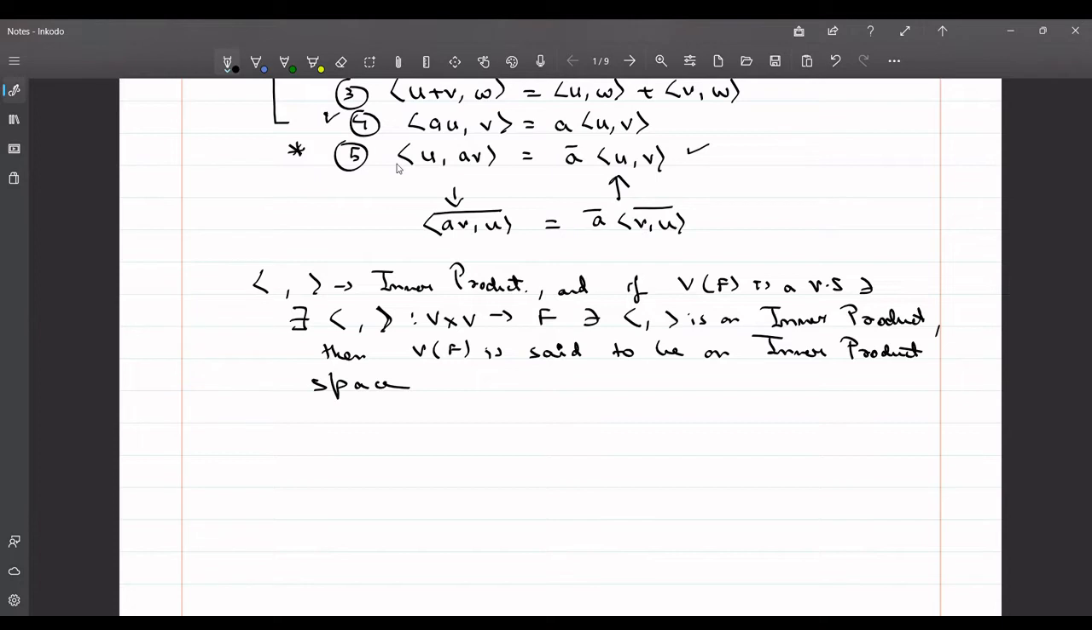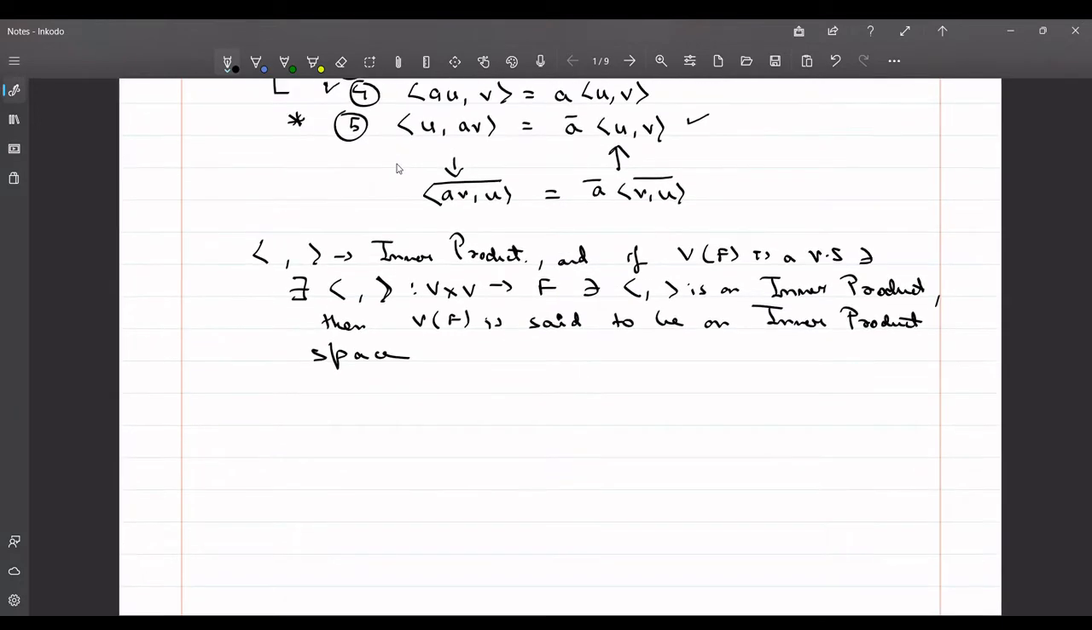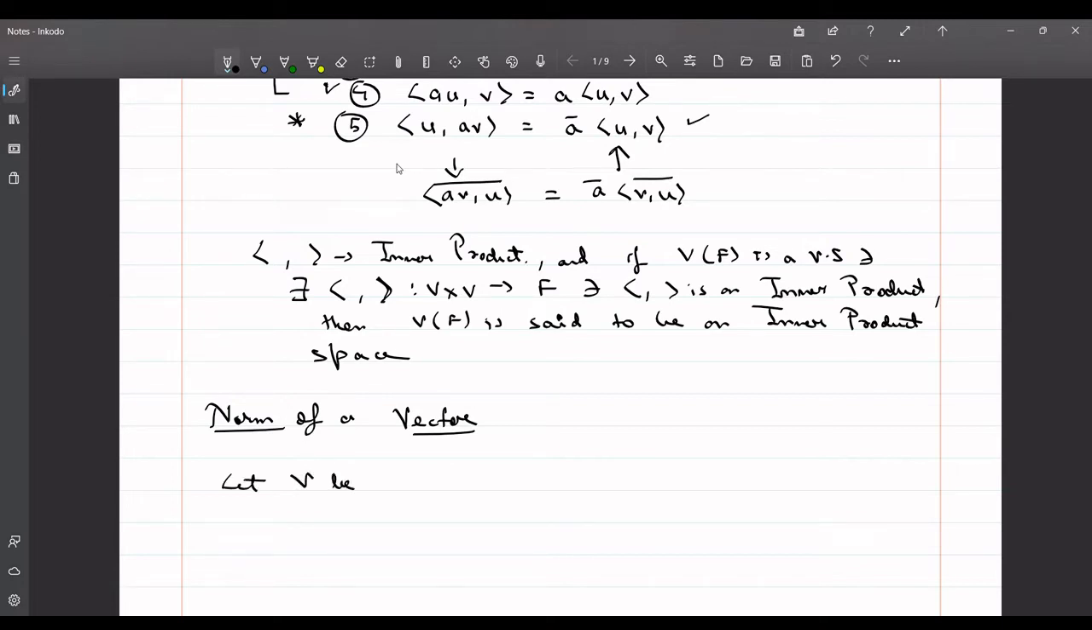Okay, and understanding the definition of inner product space, we move on to our next topic, which is called the norm of a vector. Okay, so the norm of a vector is defined like this. Let V be an inner product space.